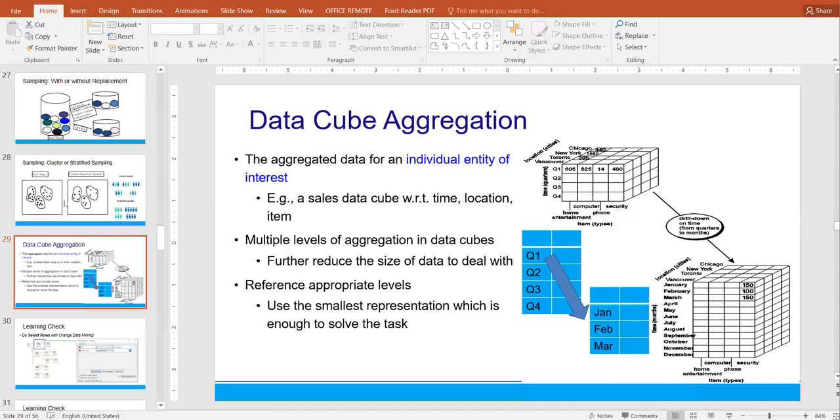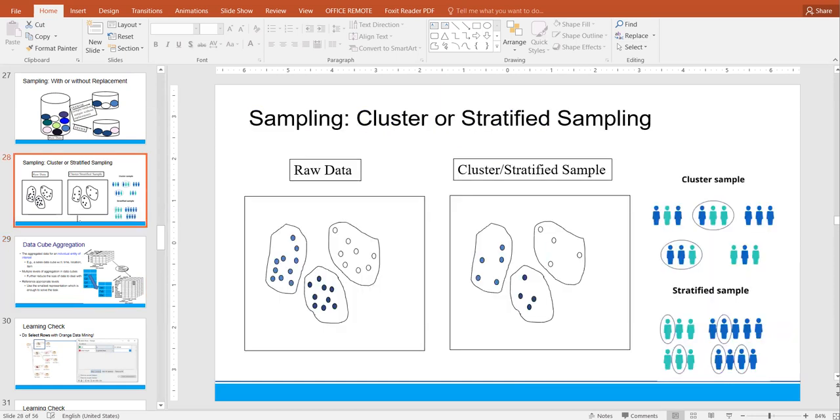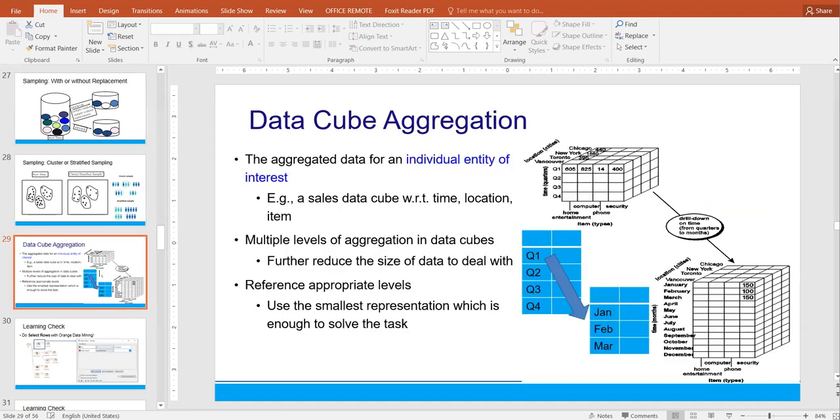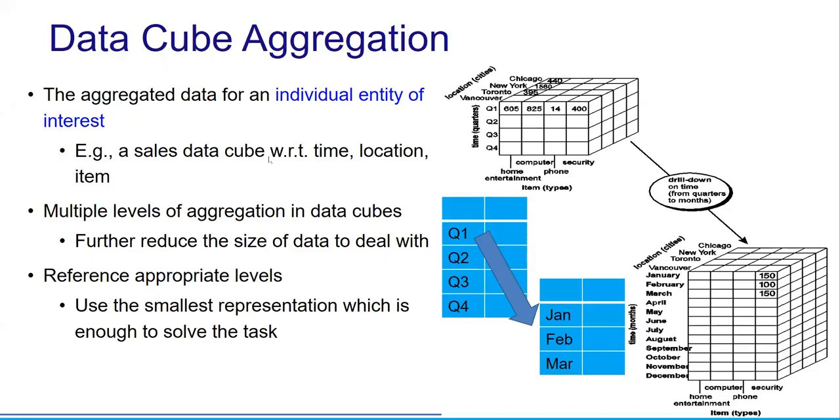This is the video for the data mining course, and I would like to continue the section about data preprocessing. Last time we finished until this part, we're discussing sampling, and we learned about sampling which is related to cluster or stratified sampling. And I will explain about data cube aggregation.